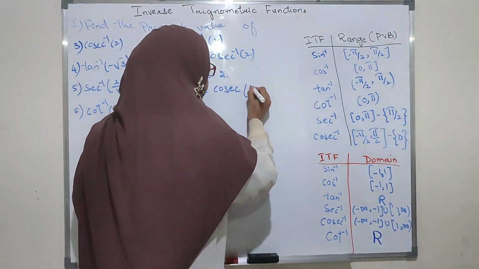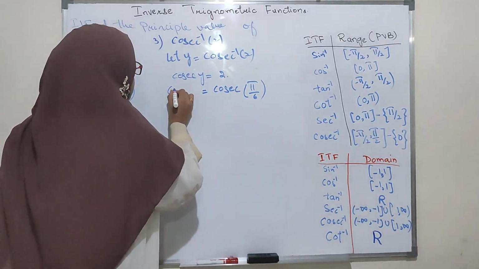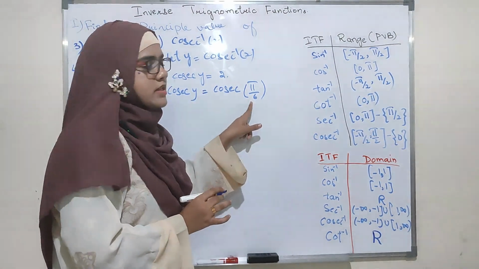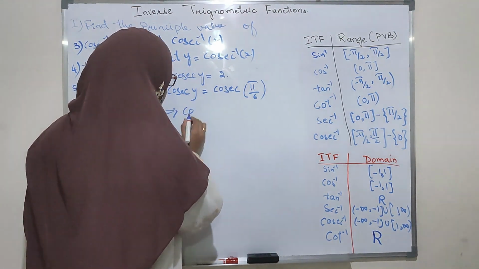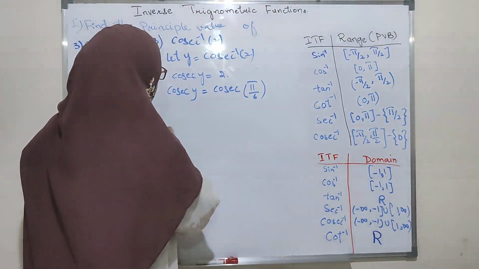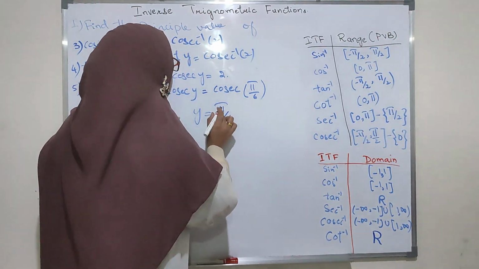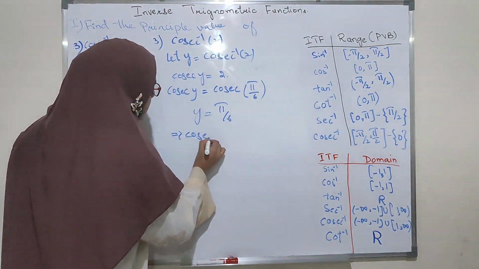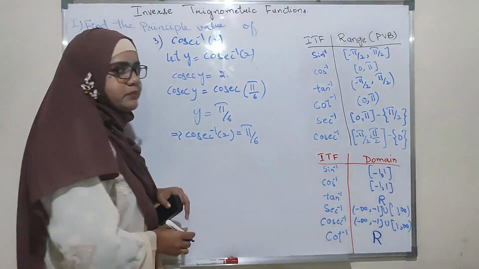So cosec pi by 6. This cosec gets cancelled, and we have y is equal to pi by 6. So y we have taken as cosec inverse of 2, which is equal to pi by 6.